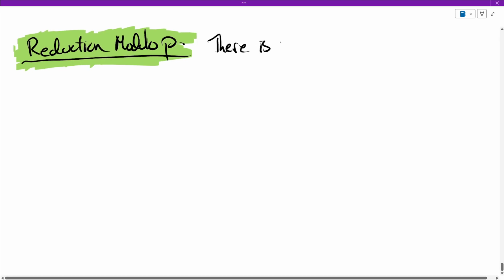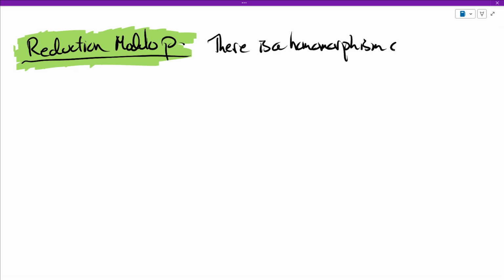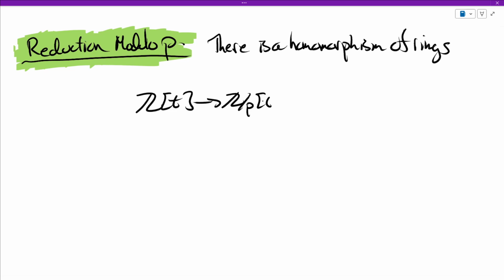The last irreducibility criterion that we're going to go over, there are lots of irreducibility criteria out there, but the last one that we're going to go over is reduction modulo P. I'm going to assume that everyone knows what congruence modulo n is. There is a homomorphism of rings from Z adjoin T to Z mod P adjoin T.